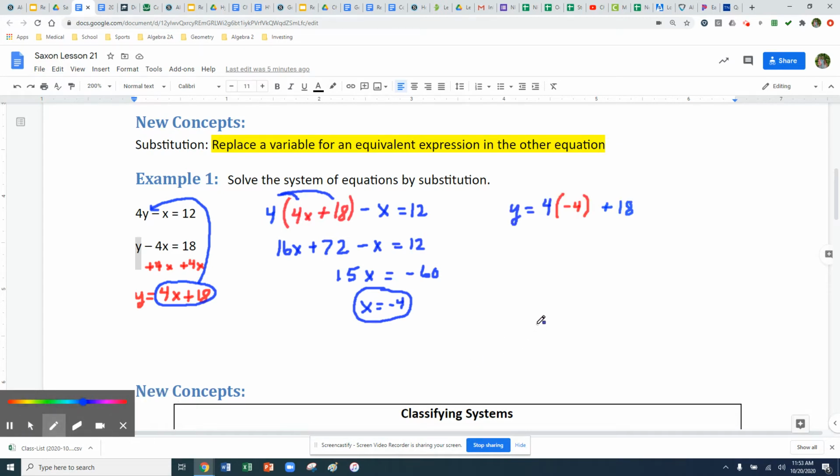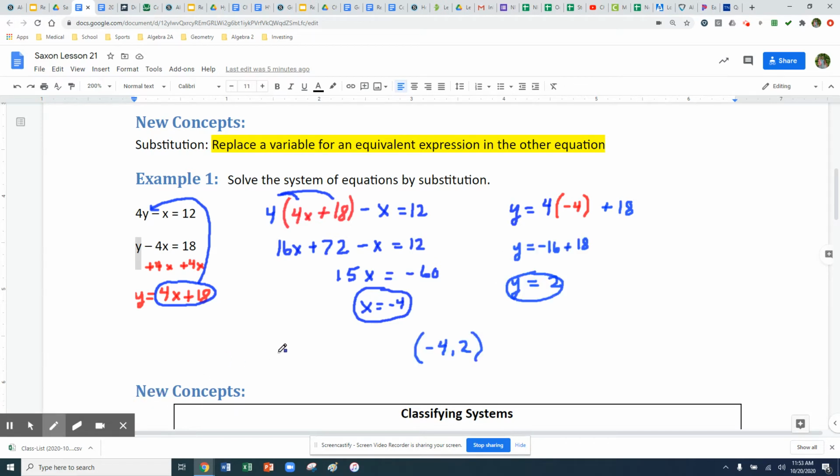So we've now taken y equals 4x plus 18. We've replaced the x with negative 4 because we now know x is negative 4. And now we're ready to solve for y. When we do that, we'll get y is equal to 2. And we always write our final answer as an ordered pair. So our answer is (-4, 2).